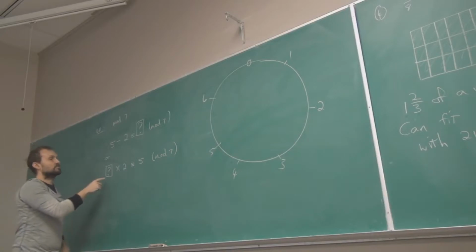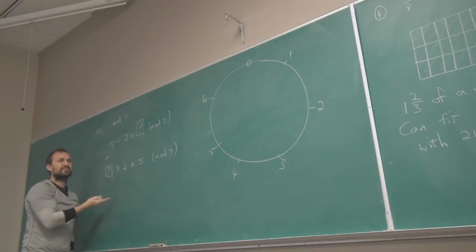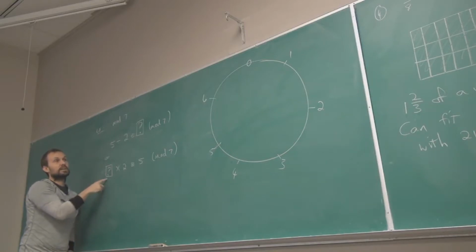I can now just do a guess and check to see what number could be this one. Can it be 1? Why not? Because 1 times 2 is not 5. It's 2. Can it be 2?